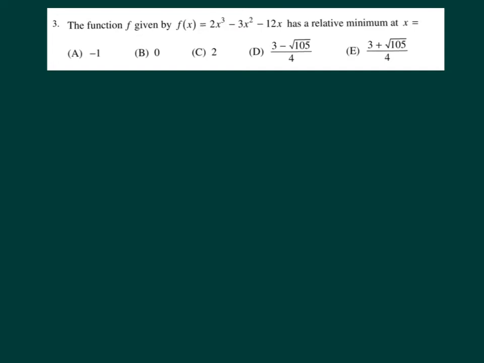Okay, number 3 says the function f given by f of x equals 2x cubed minus 3x squared minus 12x has a relative minimum at x equals what? Okay, so they're looking for a relative minimum. All right, so I need to have memorized, when I'm asking for a relative minimum, I'm looking at the first derivative. And it's relative, not absolute.